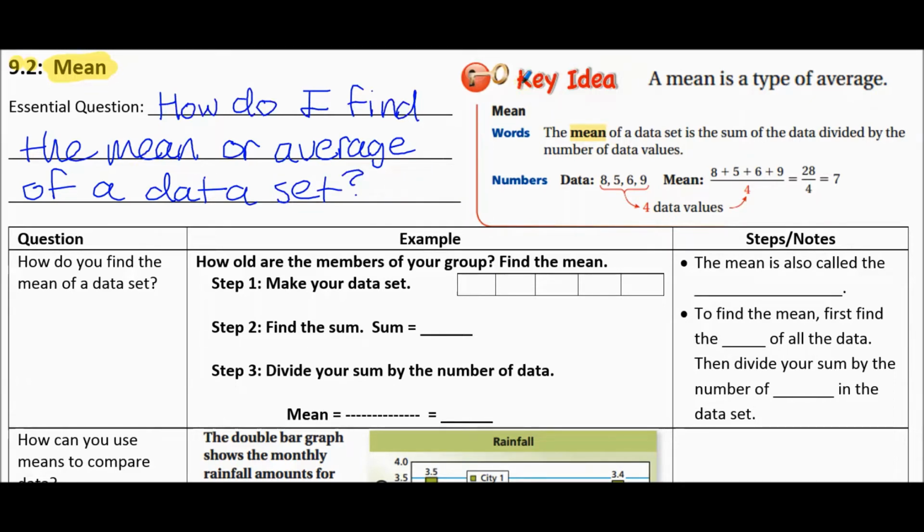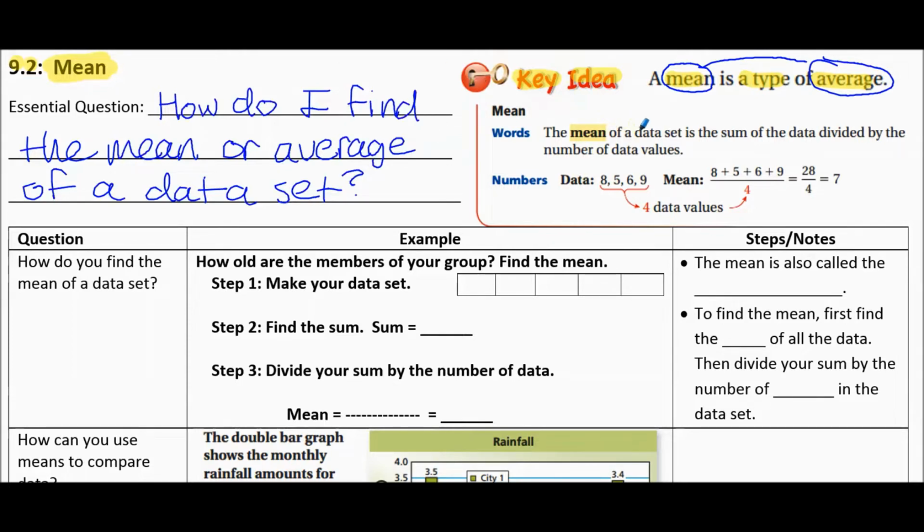So let's go straight to the key idea. The key idea today is a mean is a type of average. And for our purposes, we're really going to connect these two words. Okay, mean and average mean the same thing. You'll see why, especially since you've already learned about average in the past.